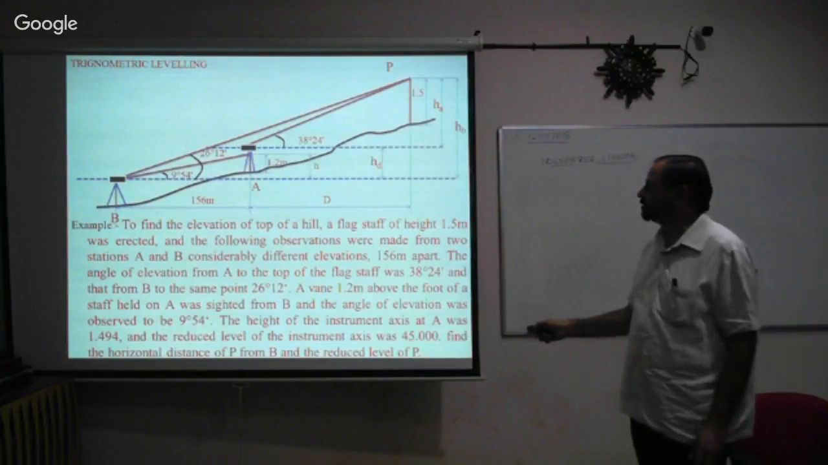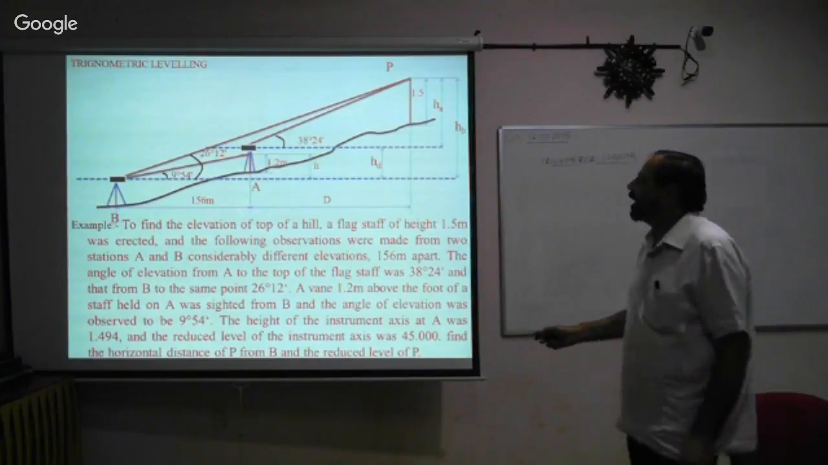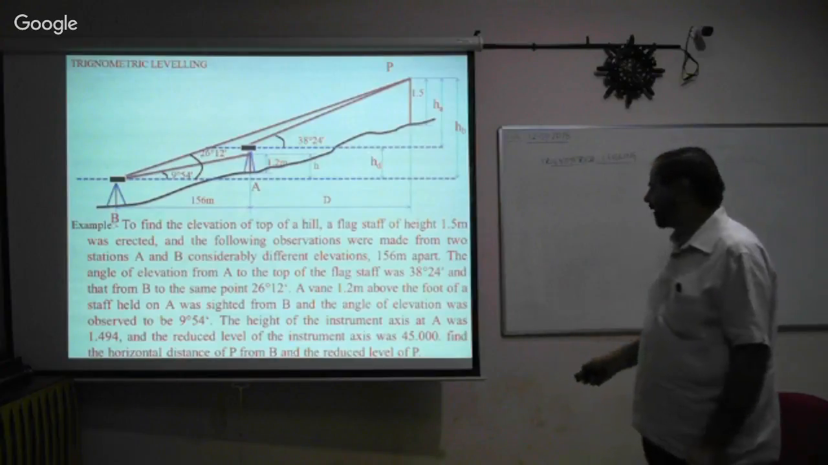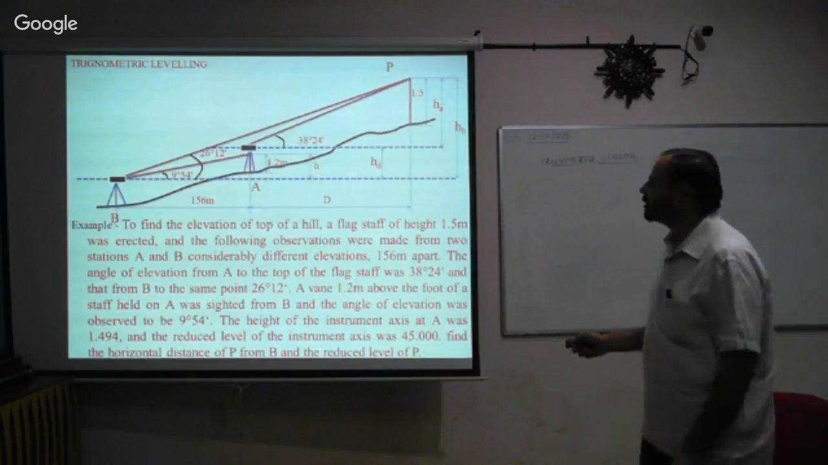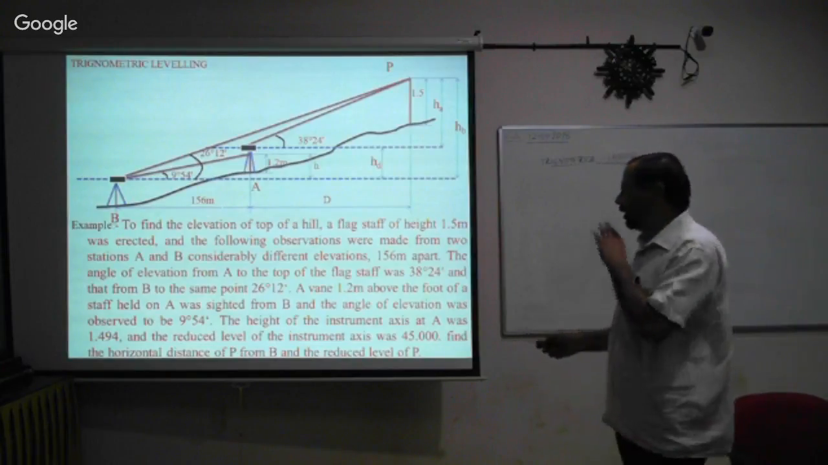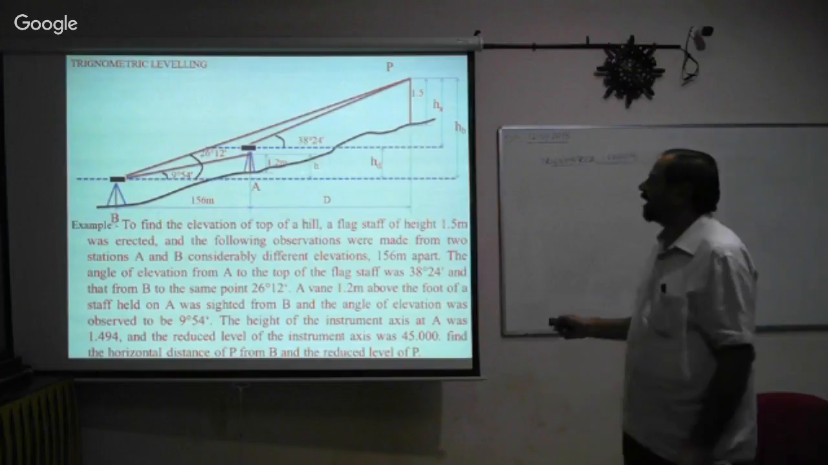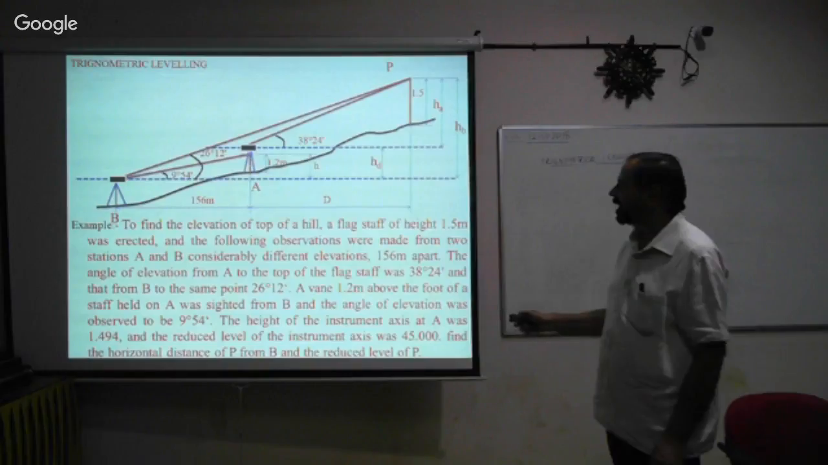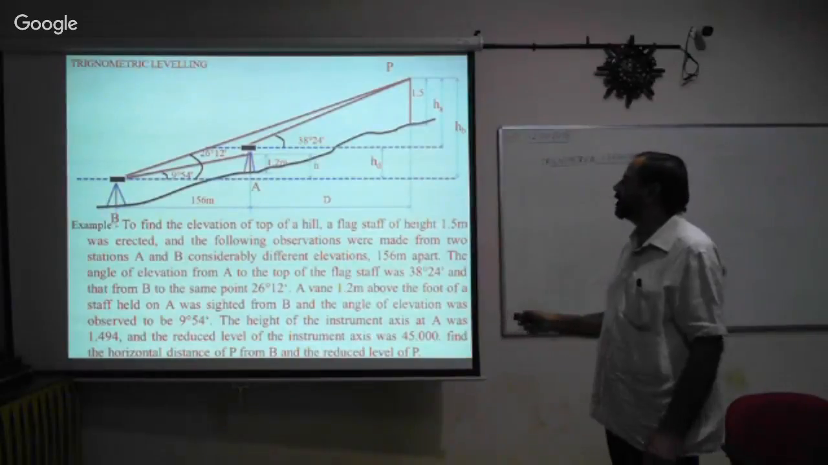Now the distance between the first instrument station and the second instrument station is 156 meters, and also the RL of the instrument axis is given as 45 meters. Therefore, what we have to do here now is first calculate the height of the vane, which is kept 1.2 meters above the ground at station B.